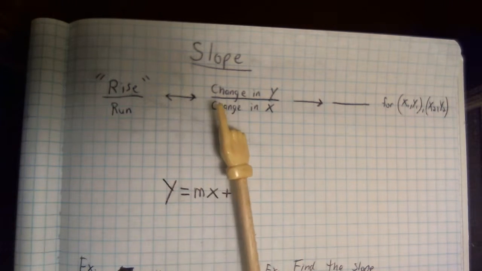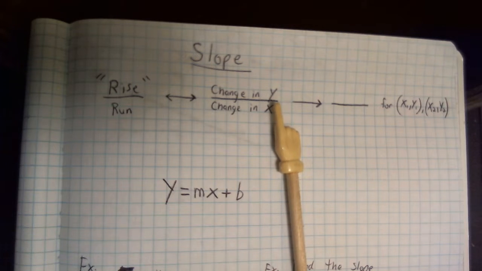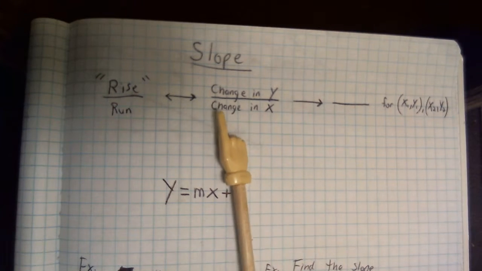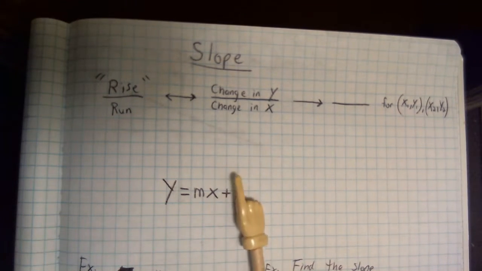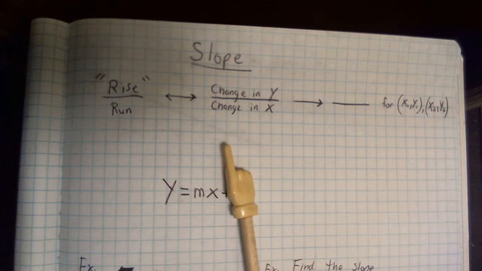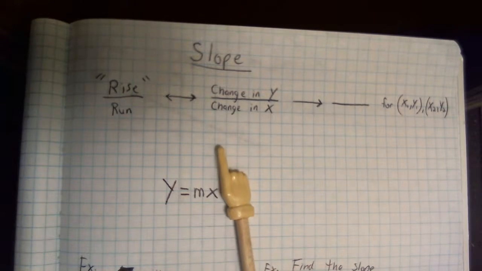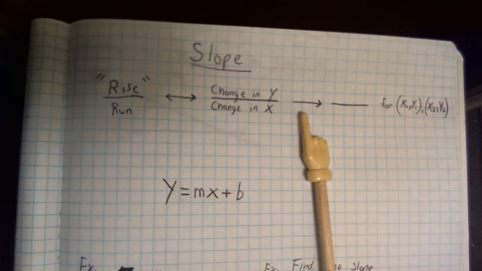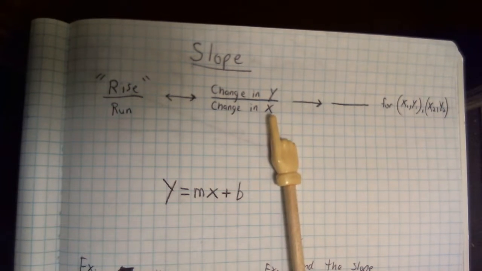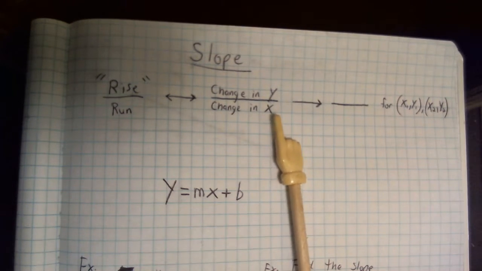And another way that we can think of that is the change in y, meaning the y-axis, over the change in x, meaning the x-axis. So how much different would it be from one position on the line getting to another? We would look at the rise over the run, or the change in y over the change in x.